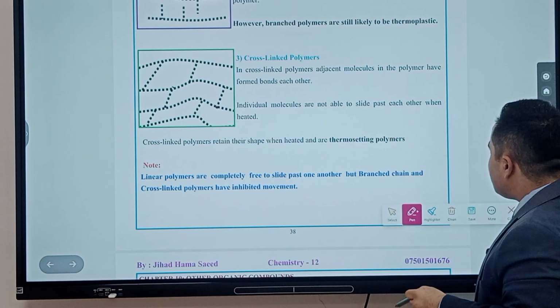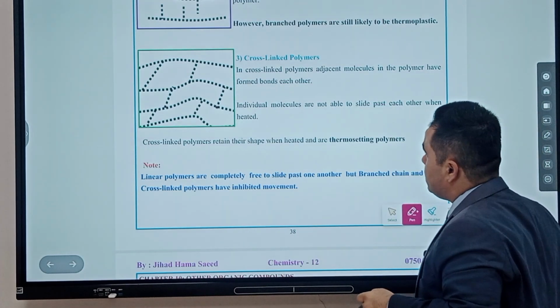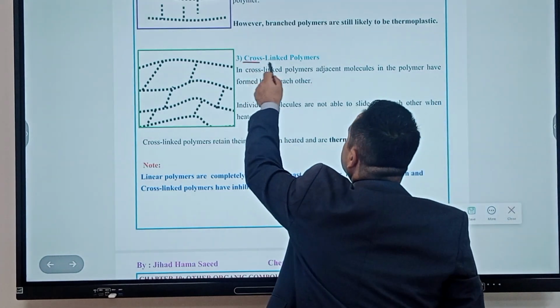The last structure of the polymer, in terms of types of polymer by structure, is the cross-linked polymer.